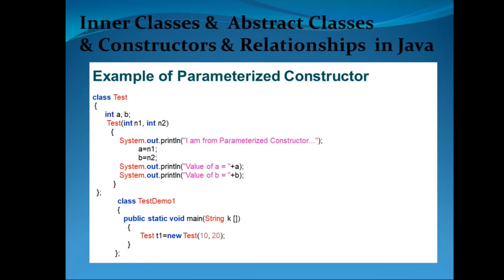Next, this is the example of a parameterized constructor. Here we have class Test. We have integer values a and b, and we have a constructor which has parameters n1 and n2 of int type. After that we print the message: I am from the parameterized constructor, and a equals n1 and b equals n2. Then we print the values of a and b, and that's how we create the object of the Test class and pass the values 10 and 20. So this is the example of a parameterized constructor. Please note this example.